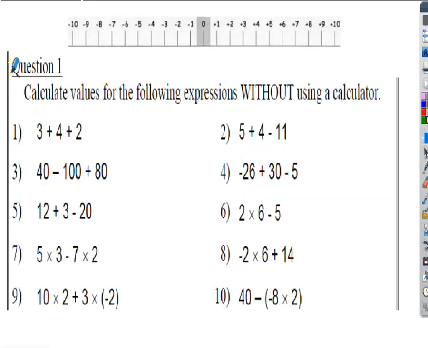So, here's question 1. We're asked to calculate the values of the following expressions, but without using a calculator. Again, I would encourage you to stop the presentation, attempt these little questions here, but I will work through some of them in just a moment.